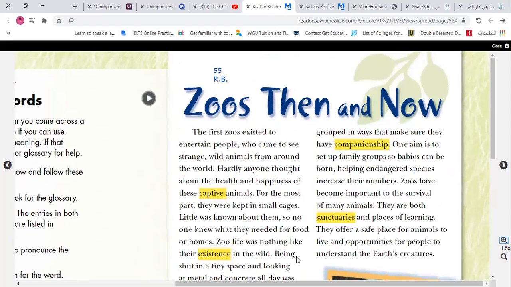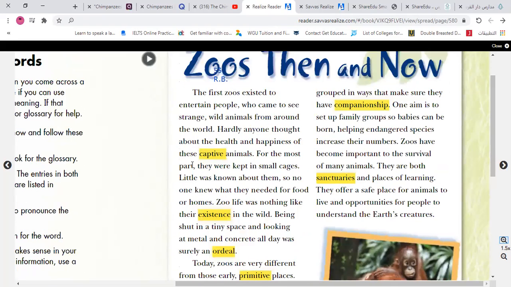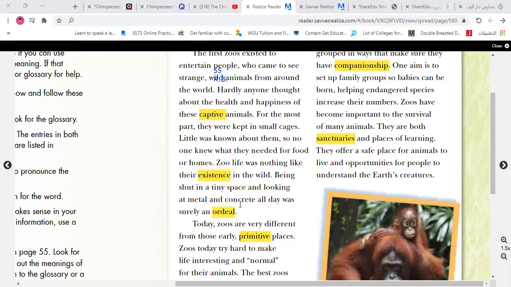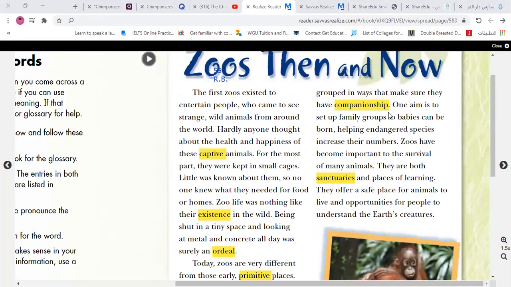Okay, what about the words that we need to understand in this lesson? What is the first word we have? Captive. Excellent. The second one, existence. And then we have ordeal, and we have primitive, stimulating, companionship, and sanctuaries. Let's go one by one to understand the meaning of them, and then we will have an exercise about it.